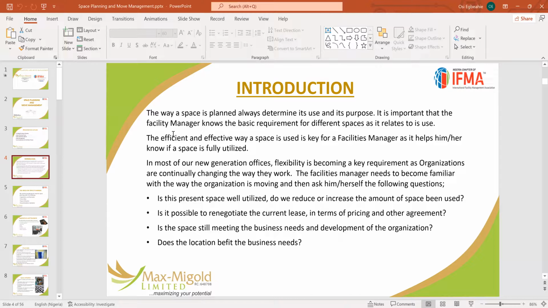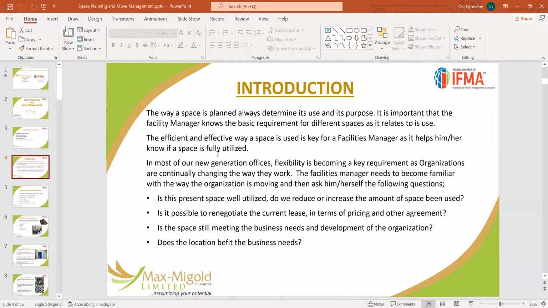You have churches, you have mosques, you have markets, you have malls. These spaces are configured differently from each other, and each space itself has its form and the way it looks. The effective and efficient way a space is used is key for a facility manager also, as it helps him or her know if the space is fully utilized.